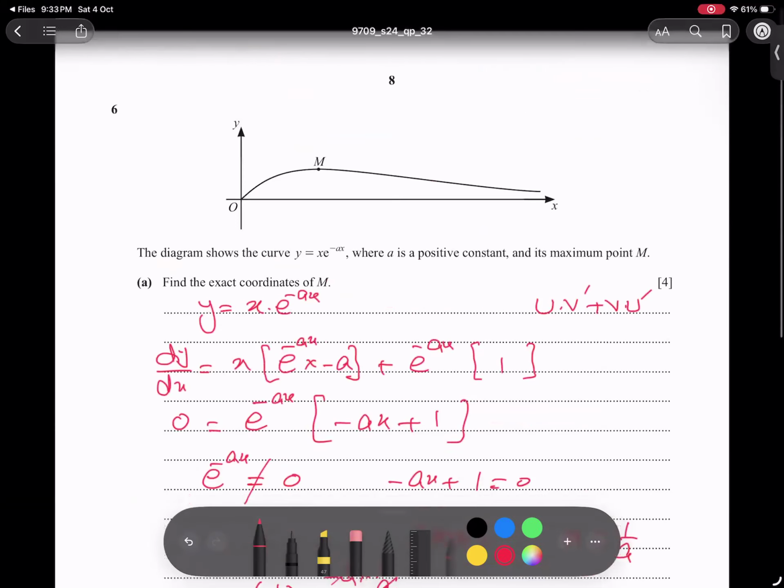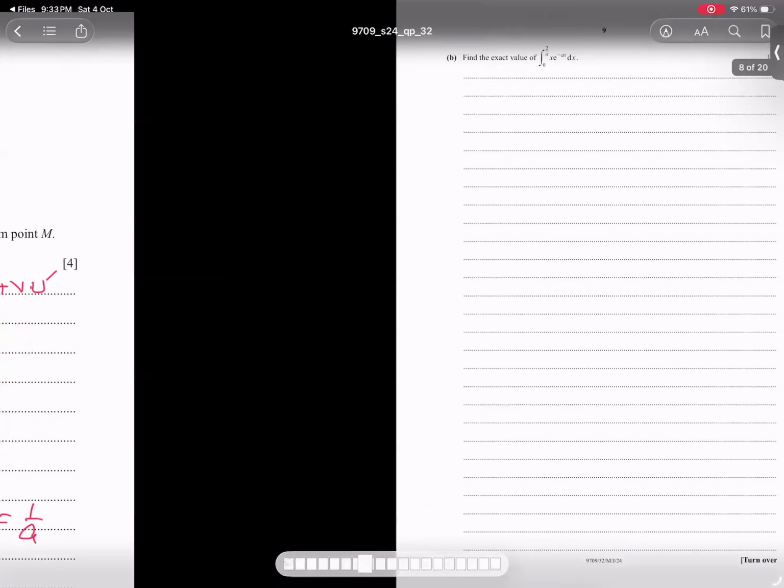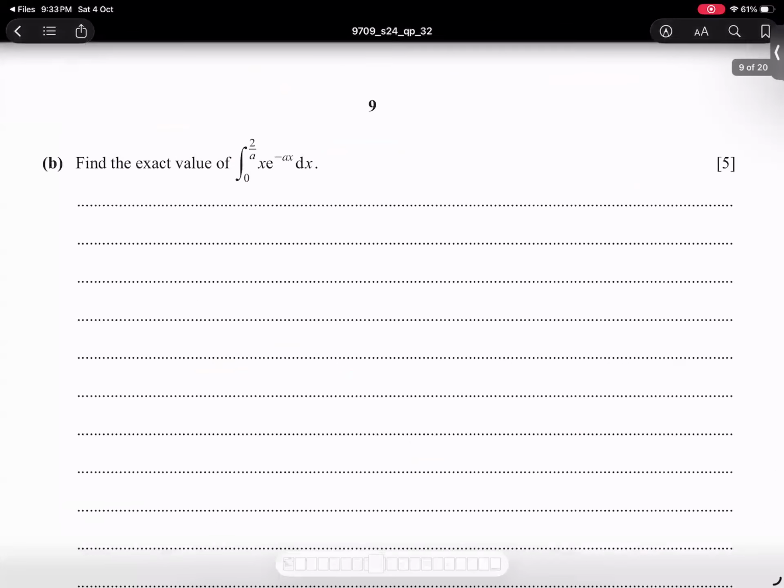So the next part, this is done. Let's go to the next page. And what is it asking for? The exact value of this one. So have a look now.